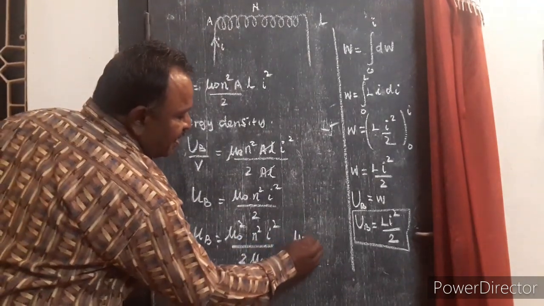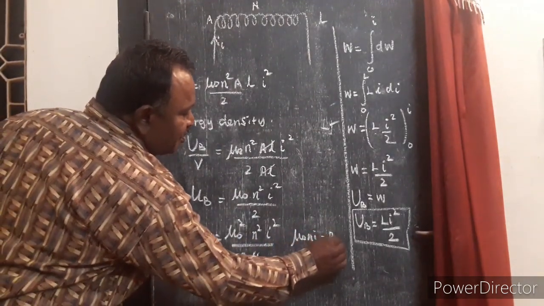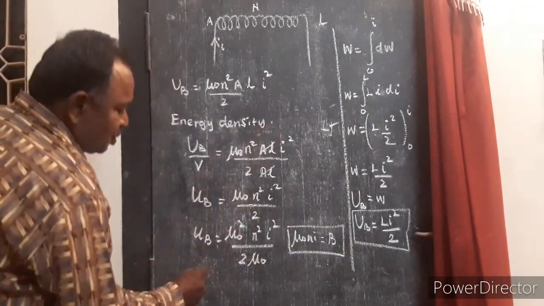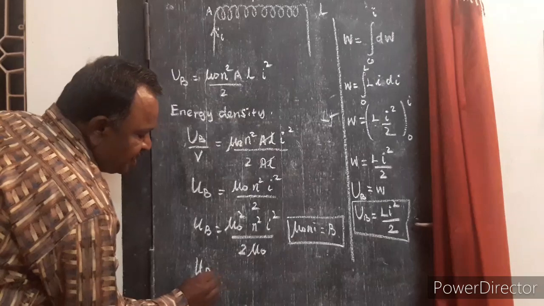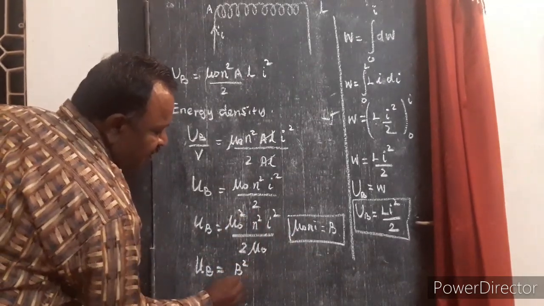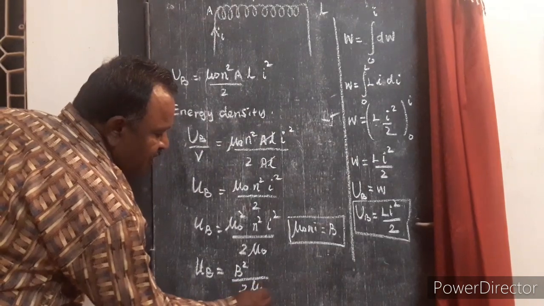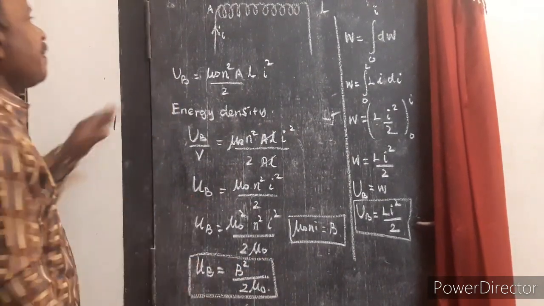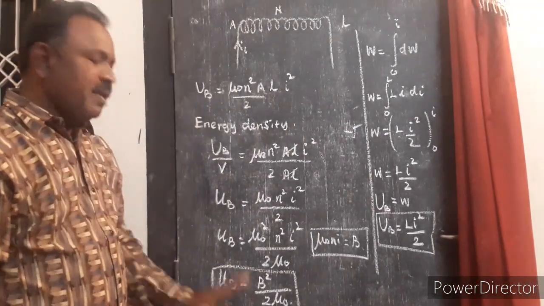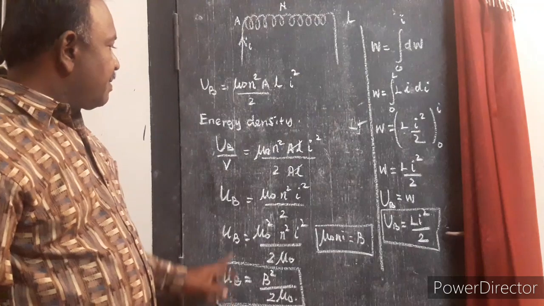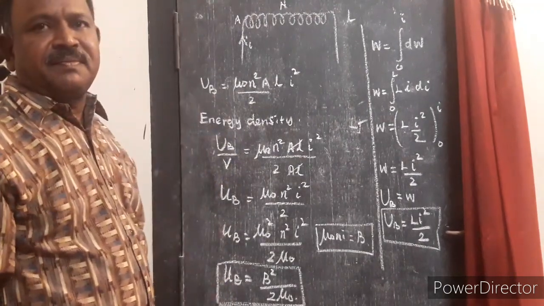Mu naught N I is equal to the magnetic field produced in the solenoid. So energy density is given by B square by 2 mu naught. This is the energy density of a solenoid or an inductor. So this is how we can determine energy density.